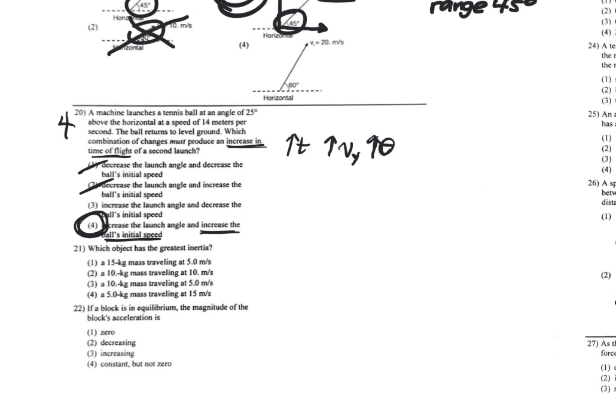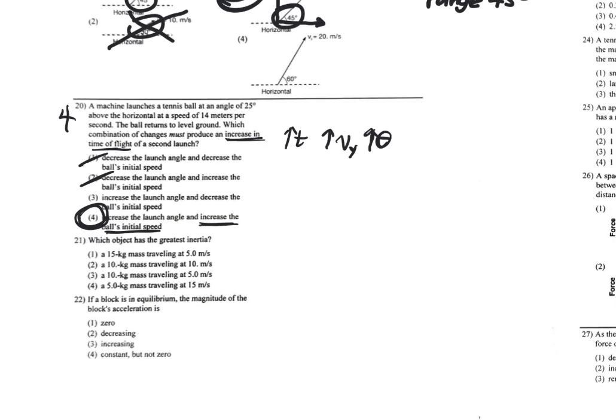Okay, that's it on projectiles. So from after we did projectiles, we started Newton's laws and Newton's first law of inertia. And so remember that inertia is mass. So whenever it asks about inertia, just remember that inertia is mass. Which one has the greatest inertia? Whichever one has the greatest mass, and that's choice 1.